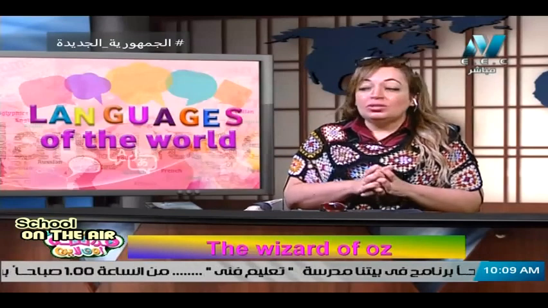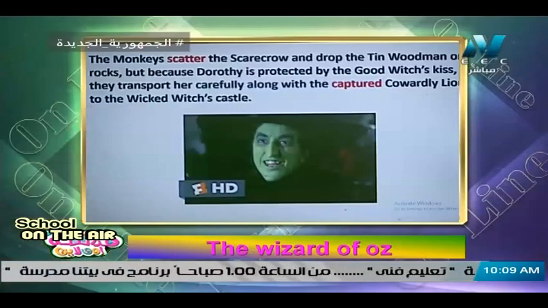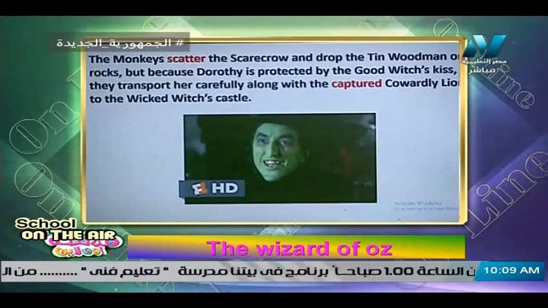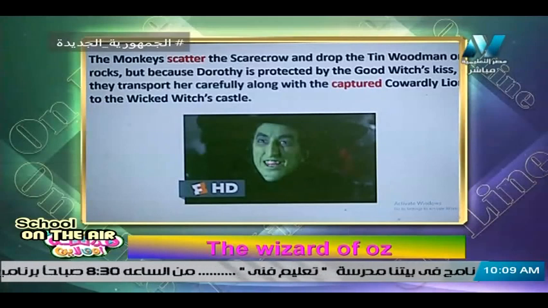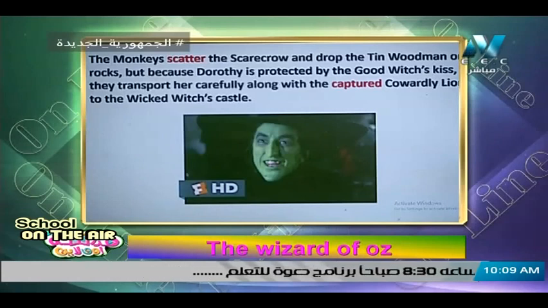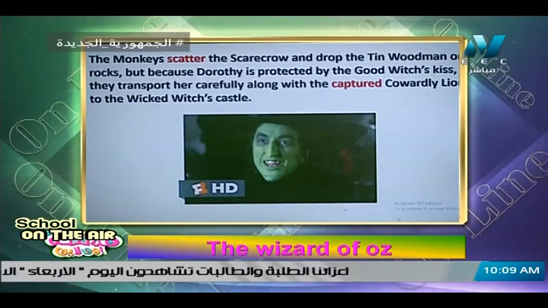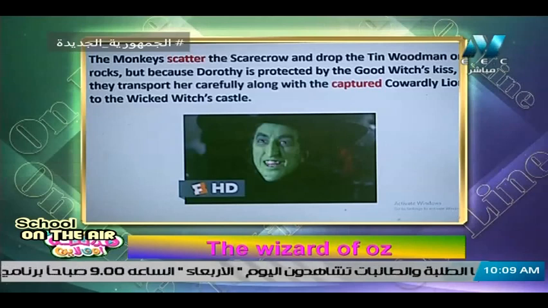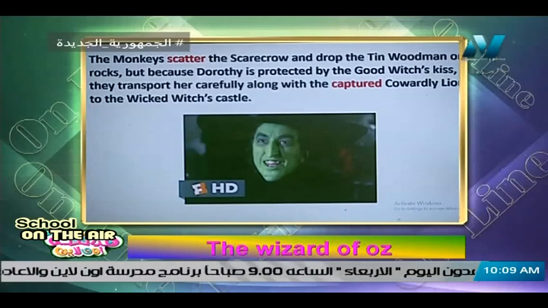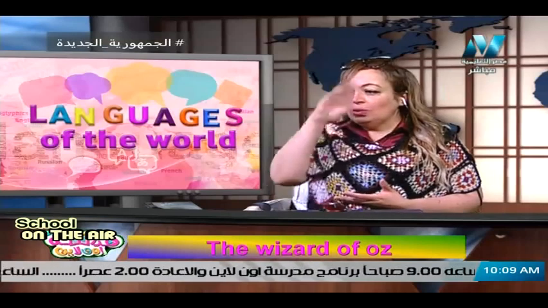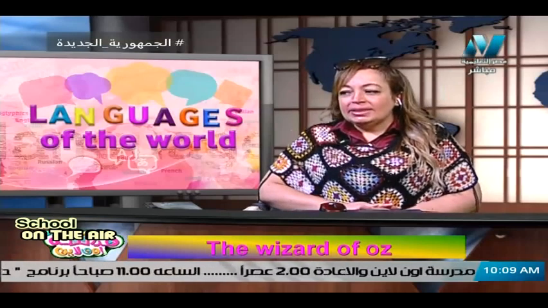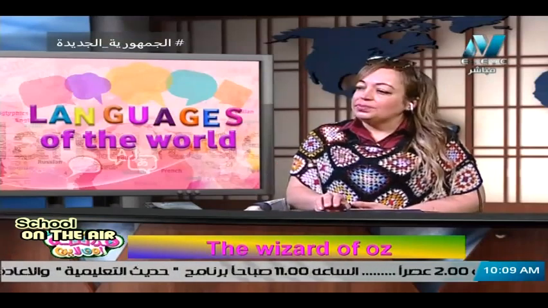But because Dorothy is protected by the good witch's kiss, they transport her carefully along with the captured cowardly lion to the wicked witch's castle. بس علشان دارثي محمية باللي هي قبلة الساحرة الطيبة بينقلوها بالراحة هي والأسد الجبان اللي مسكوه captured يعني اللي تم أسره، بينقلوهم لقلعة الساحرة الشريرة.